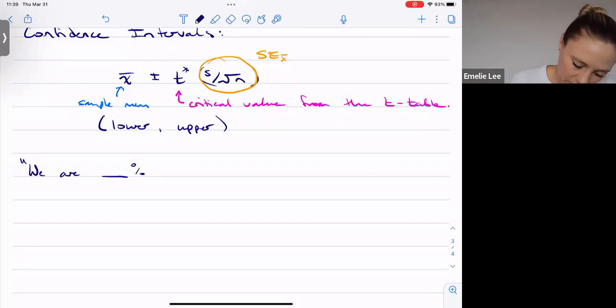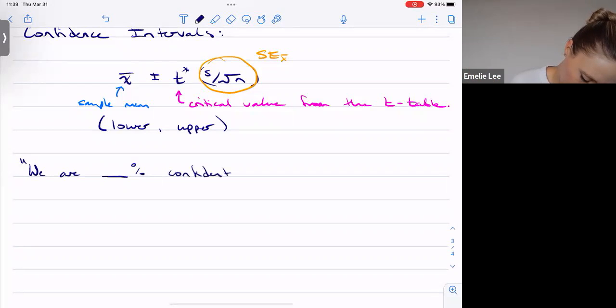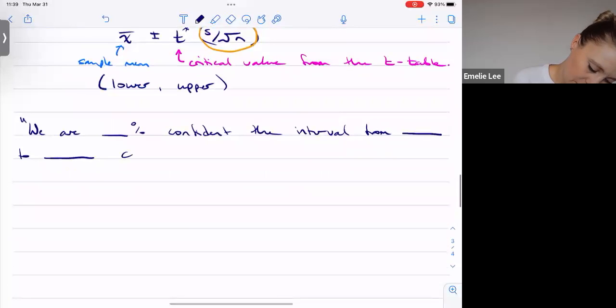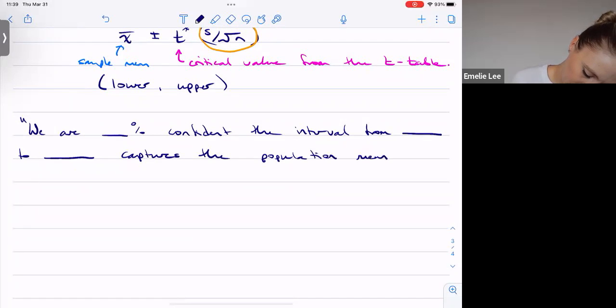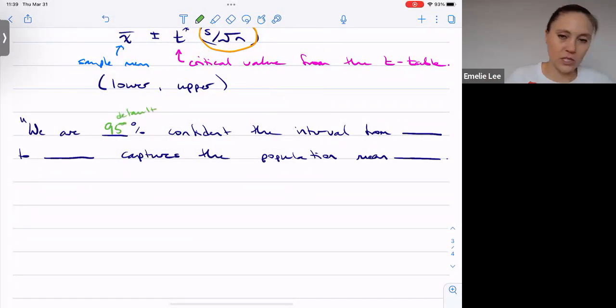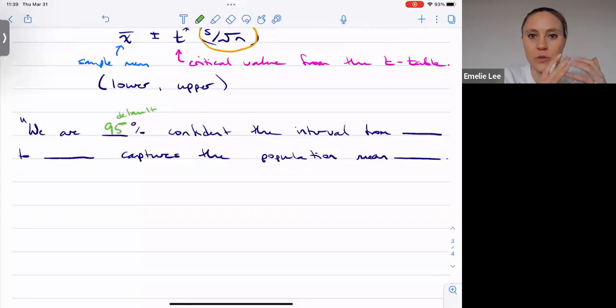So we're some percentage confident the interval from blank to blank captures the population mean blank, right? Whatever the question is about. Usually it's 95% as a default, but it's always given. Usually I don't let you do a confidence interval without telling you what confidence level to use. It would be kind of weird of me.